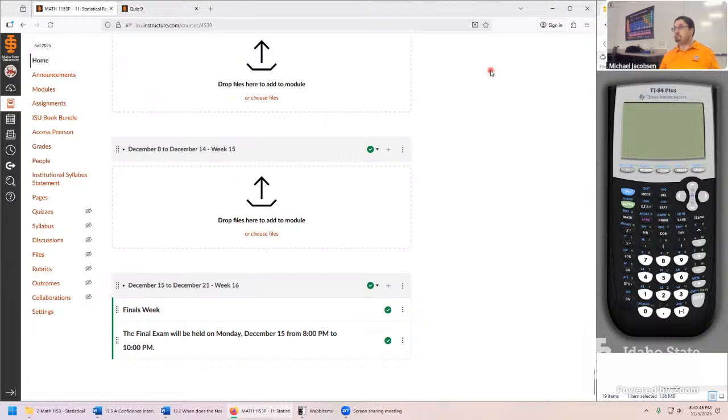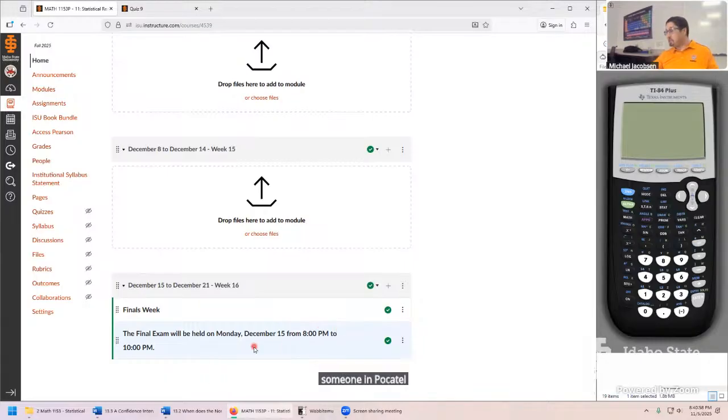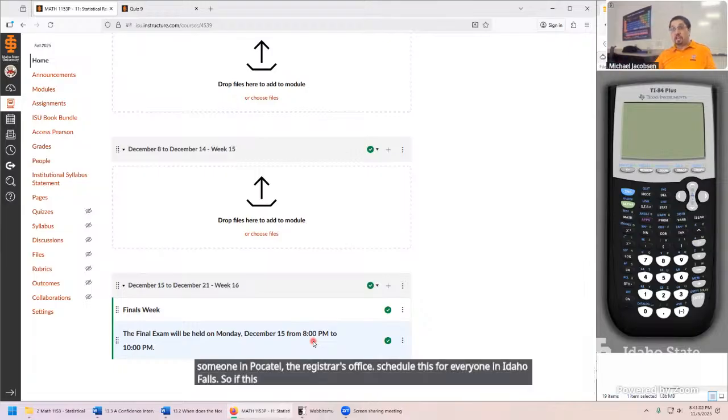Just so that we reschedule the final earlier. Yeah, I think we did mention that on the first day. Thanks for the reminder. This is like the most brutal time ever. Someone in Pocatello, the registrar's office, scheduled this for everyone in Idaho Falls. So if this doesn't work for you, I am giving other final exams and we can work something out.